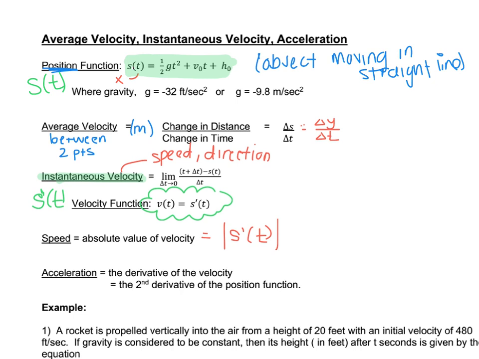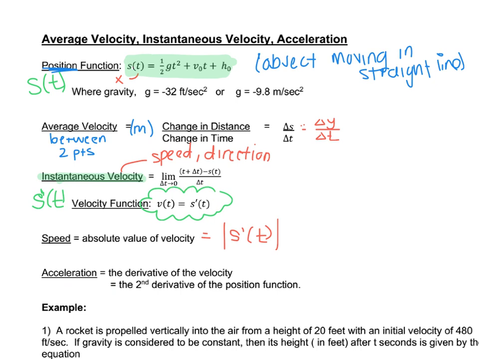And then we have speed, which again is saying, I don't care about the direction, I just want to know how fast the object is moving. So that's just saying take the absolute value of it. Acceleration, so this is the final thing, and acceleration is how quickly the object in motion is speeding up or slowing down. And that's the rate of change of velocity.